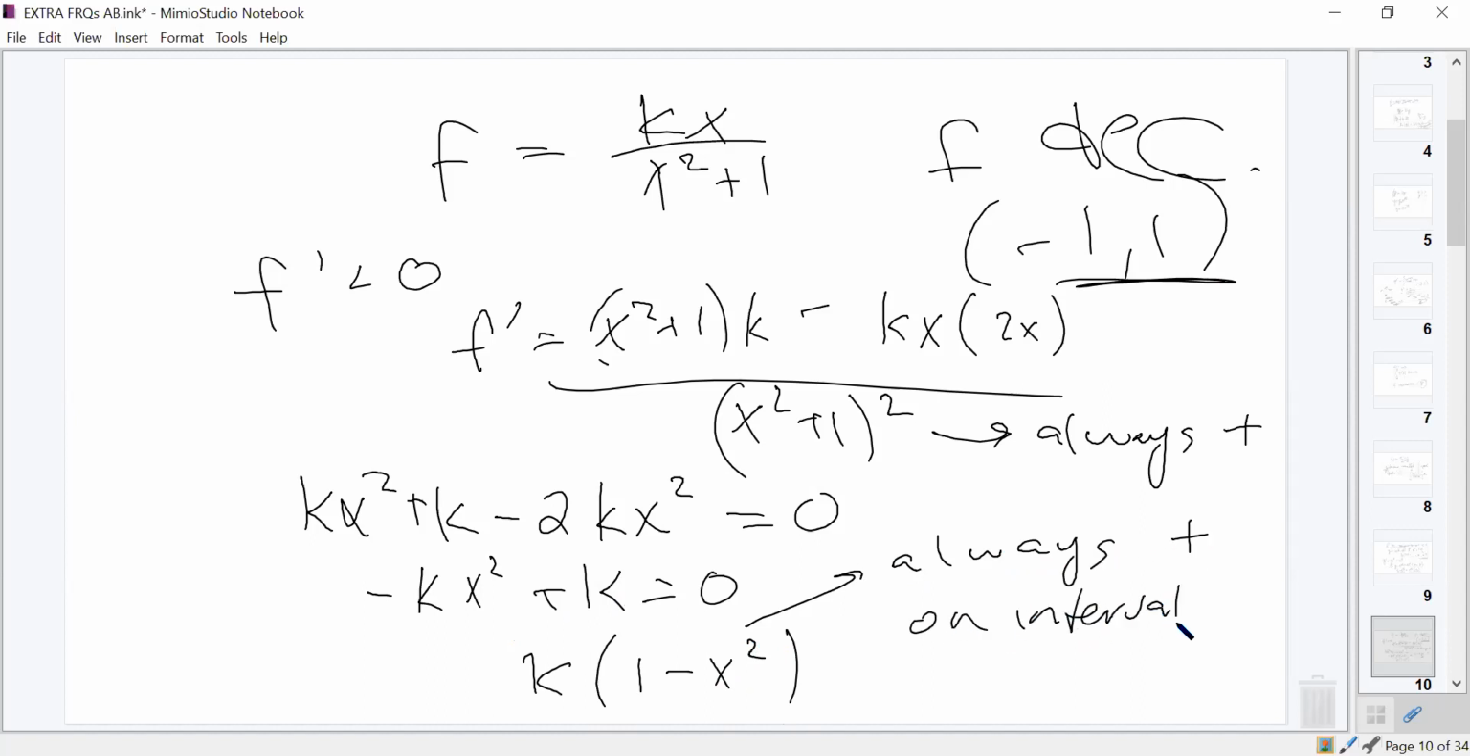Everybody agree with that? Plug in something like 0, it comes out to be positive. Something like a half, it's going to be positive. -1/2, it's going to be positive. Everybody good there? So then to make this thing negative, we just need k to be less than 0, which would appear to be choice A. Everybody good there?